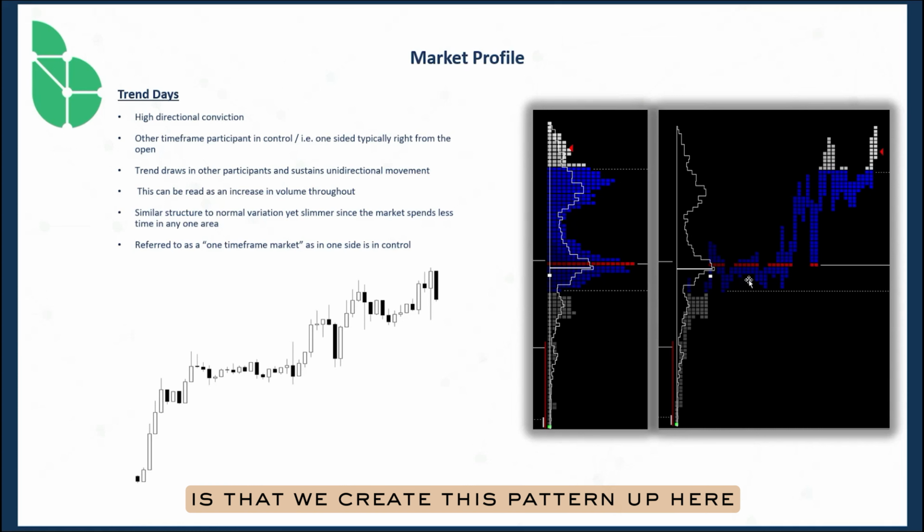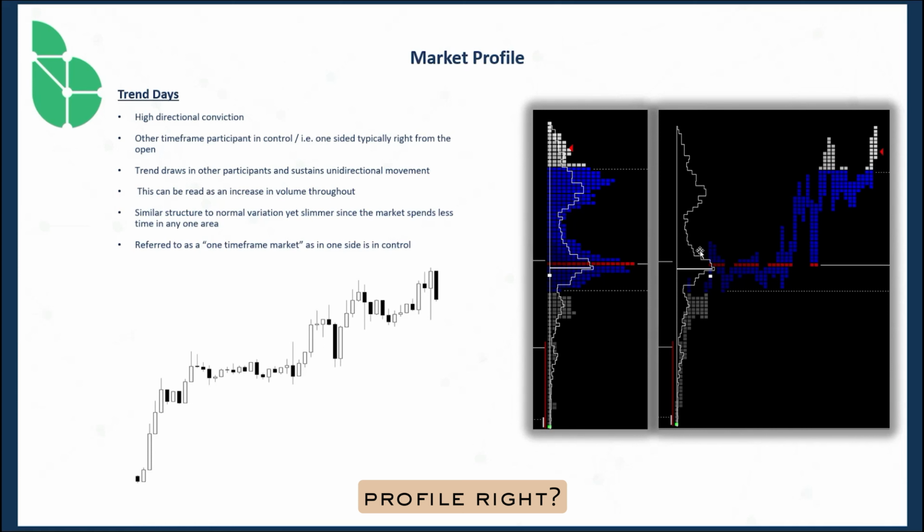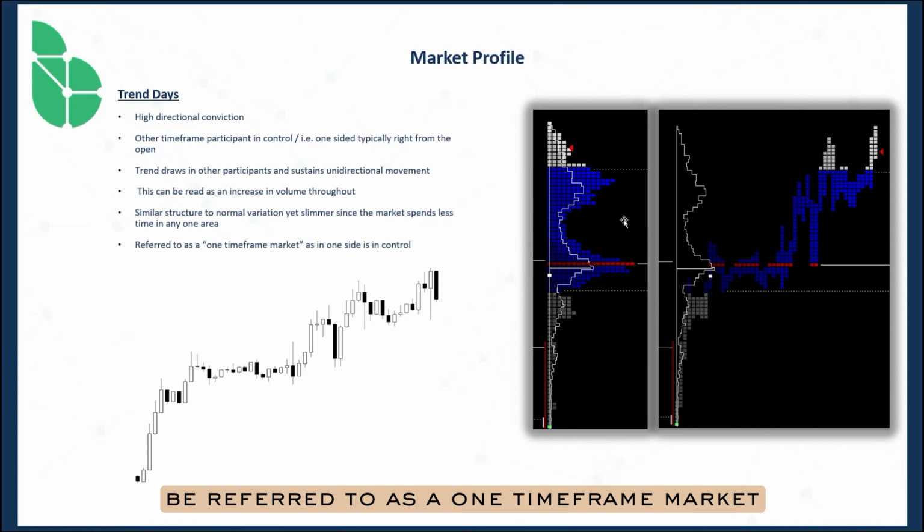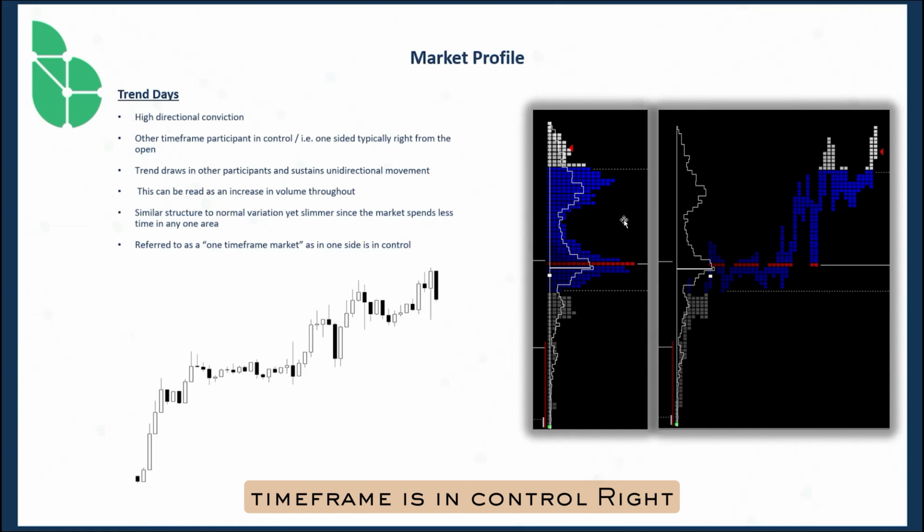So the last thing we want to see is that we create this pattern up here and we start to have a more thin profile, compared to the previous high volume node. So this is similar again to the normal variation, but it's a little bit less clunky. It's a little bit slimmed down. It's been on a diet. All right, this is referred to, if you've ever heard a market referred to as a one time frame market, meaning one time frame is in control.